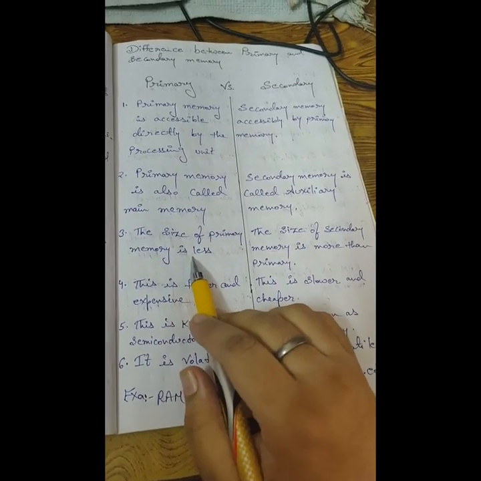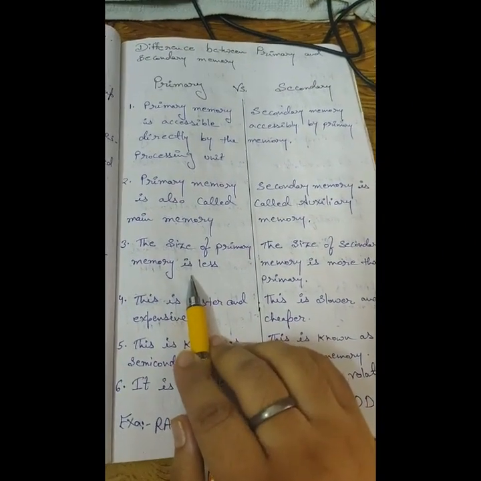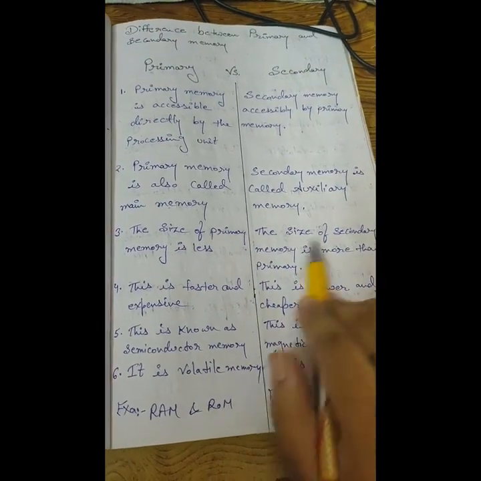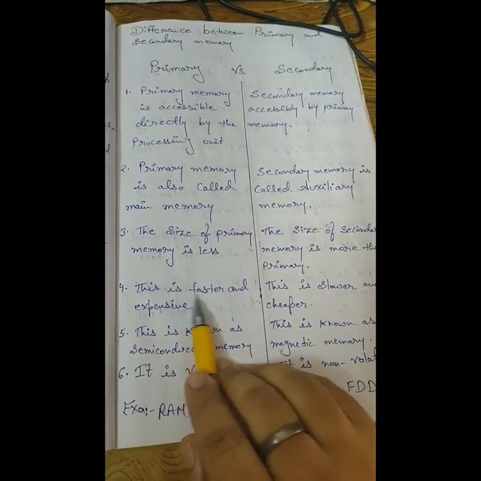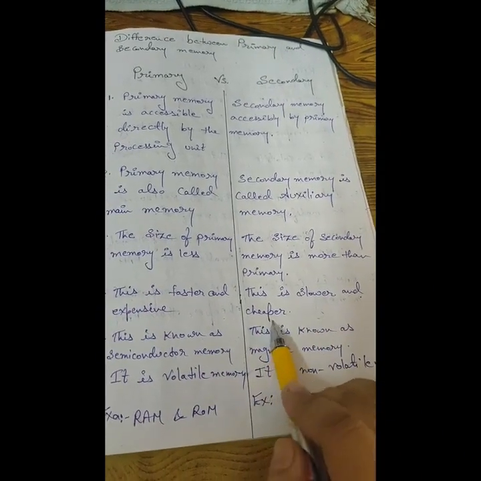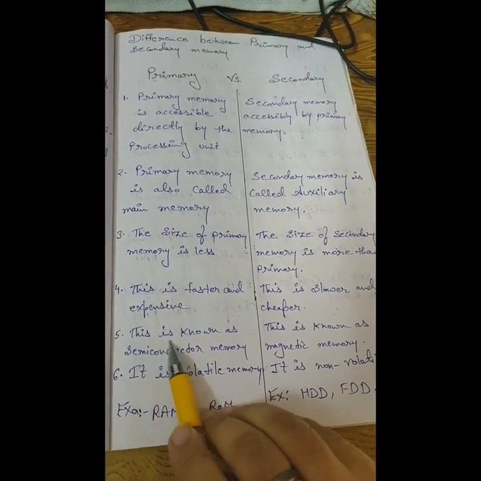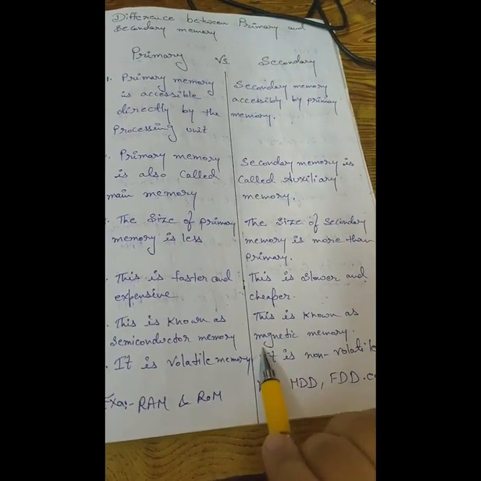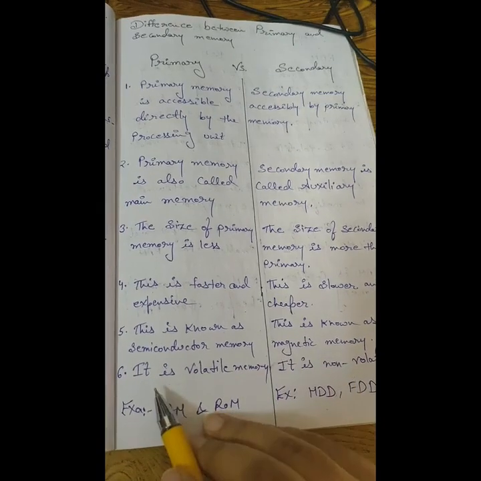That's why I told you primary memory is less in size, and that's why secondary memory is needed. Primary memory is faster and expensive. Secondary memory is slower and cheaper. Primary memory is known as semiconductor memory. Secondary memory is known as magnetic memory.